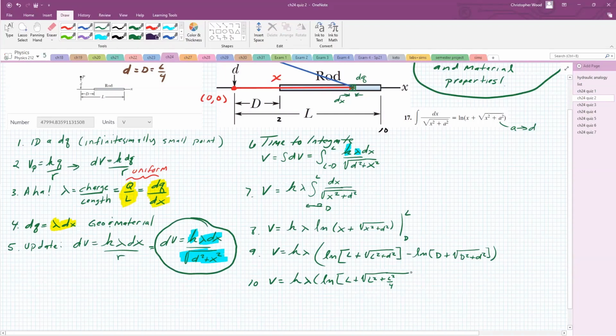Minus natural log of big D, and big D is L over 4, plus root of big D squared, which is L squared over 4, plus little d squared, which is L squared over 4. Okay, I guess that's it. And let me just double check because I'm paranoid. K lambda natural log L plus L squared over 4. Maybe just do this.